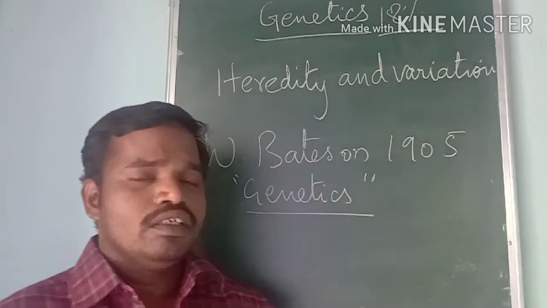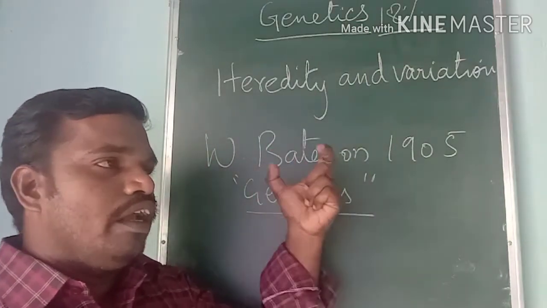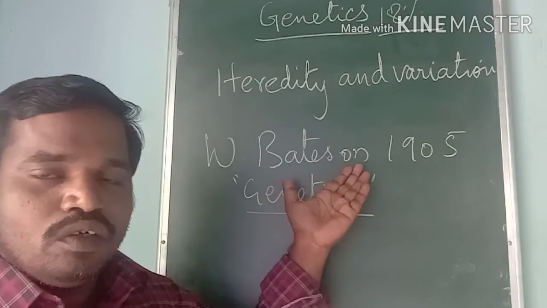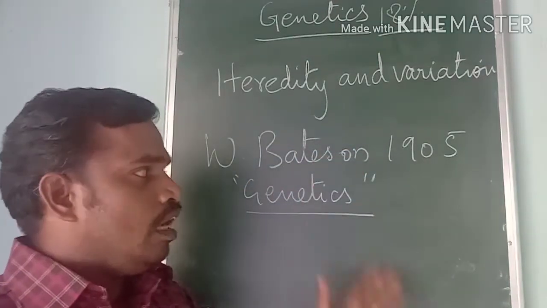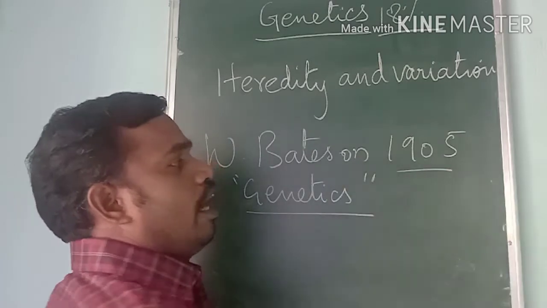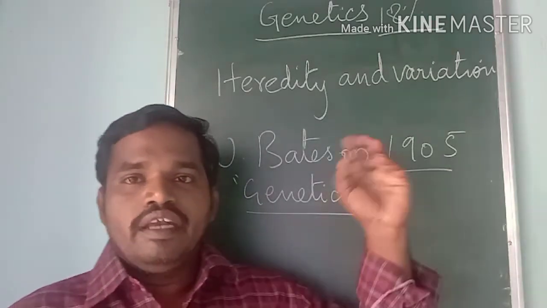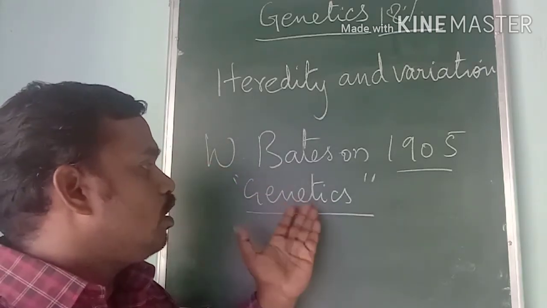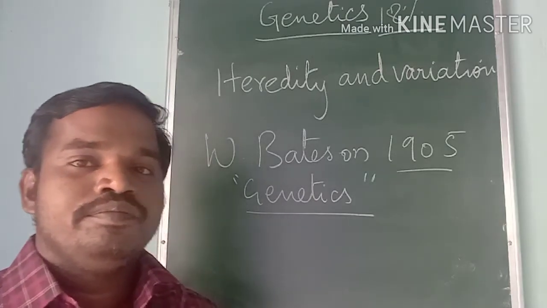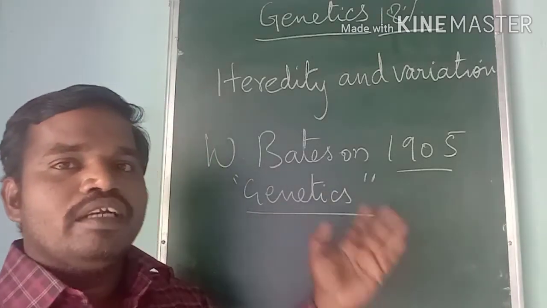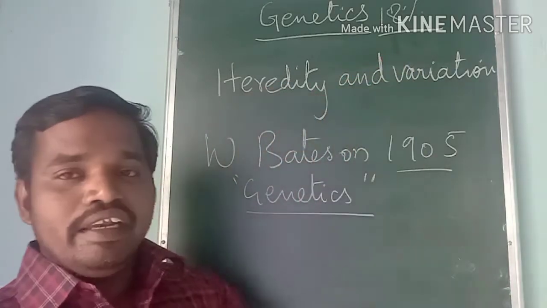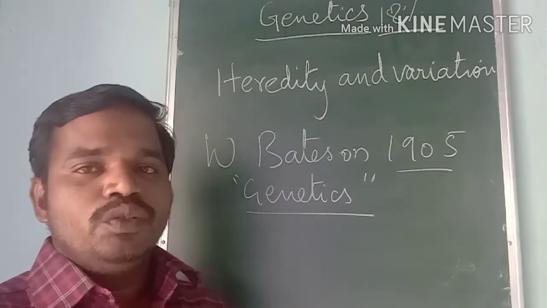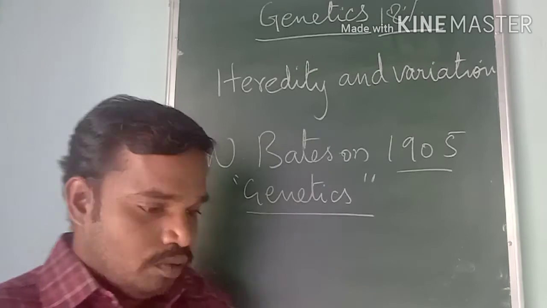Who gave the term genetics? W. Bateson in 1905 is the person who gave the term genetics. In the State Board book that year is written as 1906, but in the NCERT book it is written as 1905. So W. Bateson gave the term genetics. I told you genetics is nothing but the study of heredity and variations. So what is heredity? The transmission of characters from one generation to another generation. Am I right?